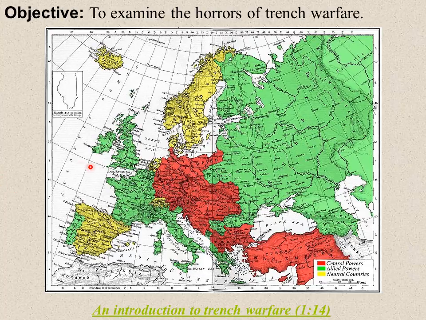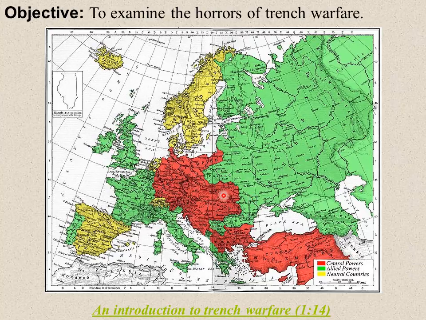So as you can see here, you have the world at war. All these red countries are together as Central Powers. These green countries are together as Allied powers. And then these yellow countries, they don't really care. They're not really in the war. But, so this is what you have.